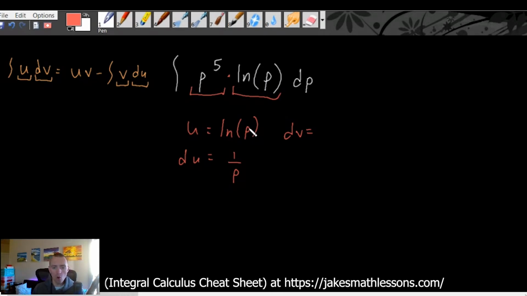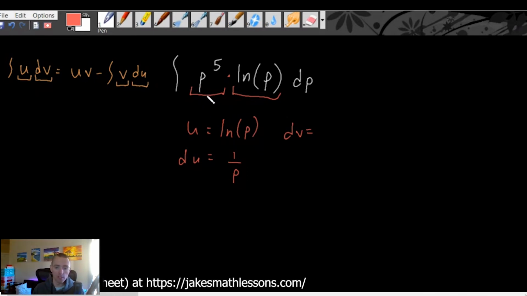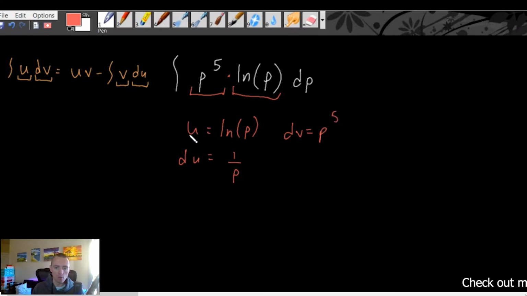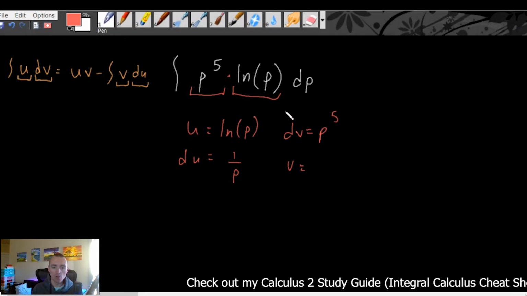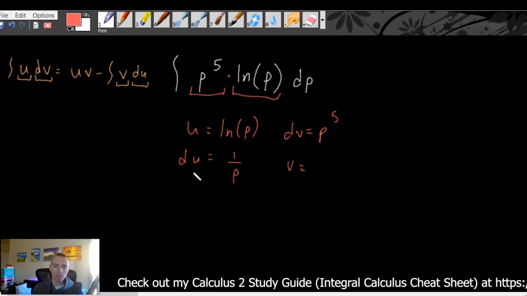Not necessarily always. You want to consider what are your two options. Is the other one even harder to take the integral of? But if we look at our other term, in this case, p to the fifth, that's going to use the power rule either way, whether we take the derivative or the integral of it. So in that case, it's actually not going to matter. P to the fifth is not going to be easier or harder if we make it dv or u. However, ln of p is going to be much easier to put as our u than it would be to put as our dv. Because what we also need to do, once we've determined what our u and our dv are, is then figure out du and v.